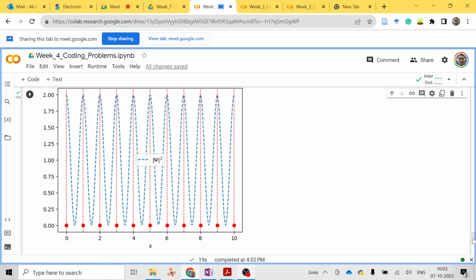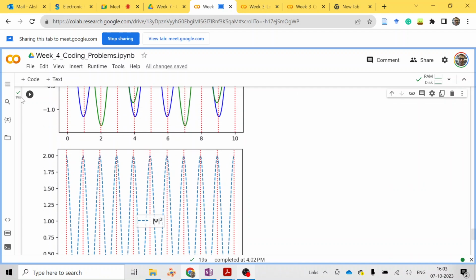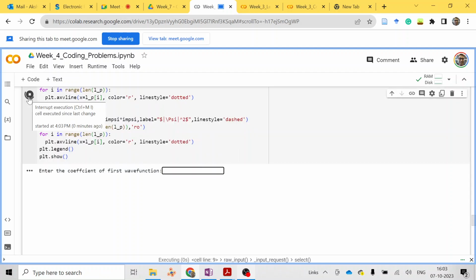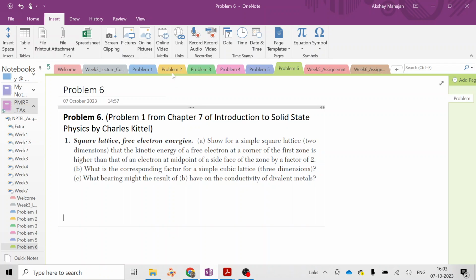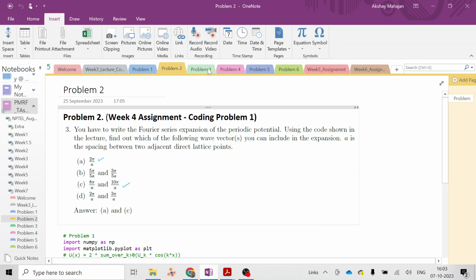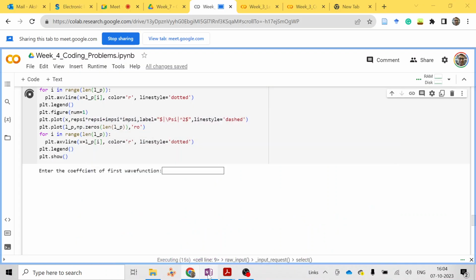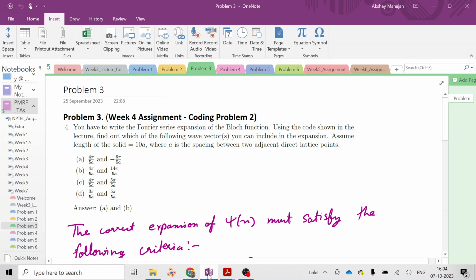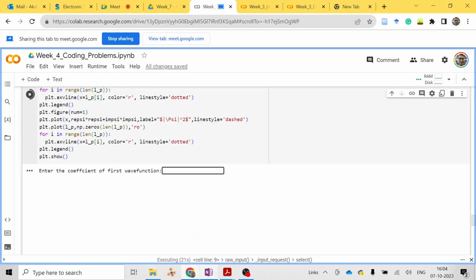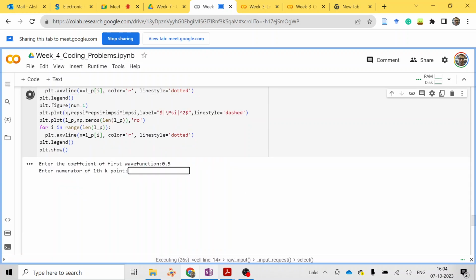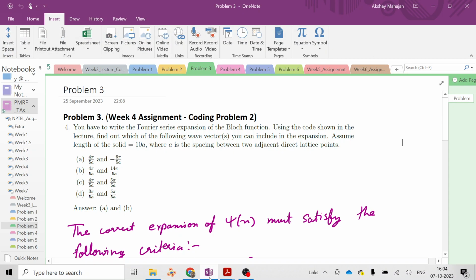Then let's do the rest of the part. Let me just show you. So we can see that our option A is correct. Now option B is 4 pi upon 5a and 14 pi upon 5a. So again I will just enter 0.5 here.